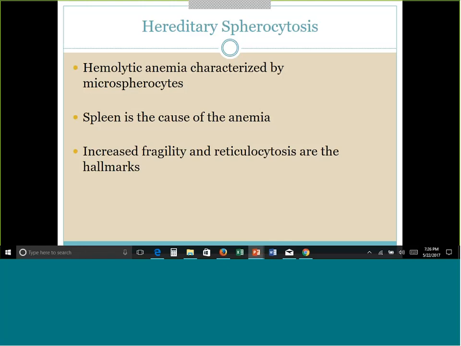So hallmark signs of this are increased fragility, which means the red cell is fragile. It can't get through anything. It's easy to burst. That's what it means by fragility. And then reticulocytosis. Anytime we have hemolysis occurring, your bone marrow is working extra hard to get out any red cells it can. So usually it will kick out a ton of reticulocytes just trying to get any red cells out there. So you will always see increased reticulocytes anytime we have hemolysis occurring.